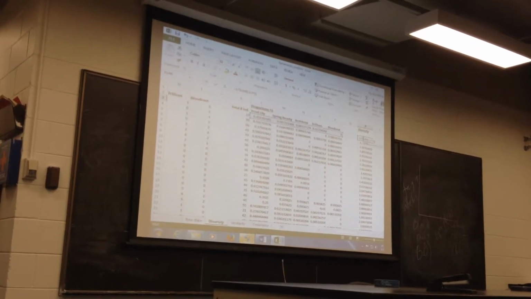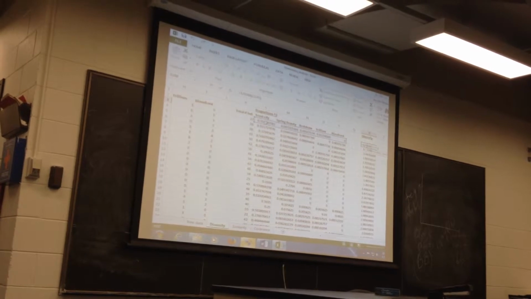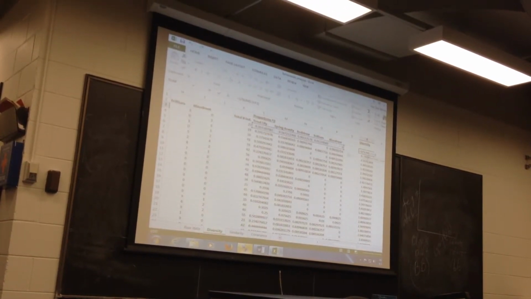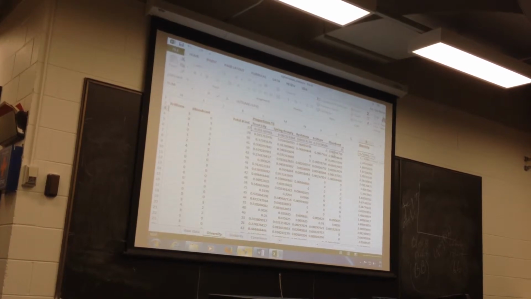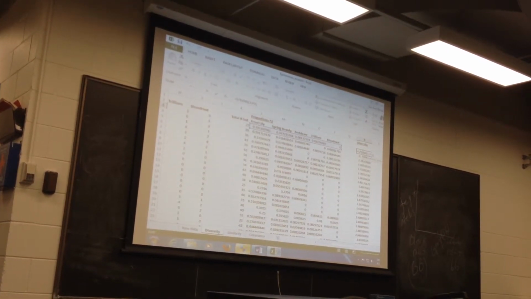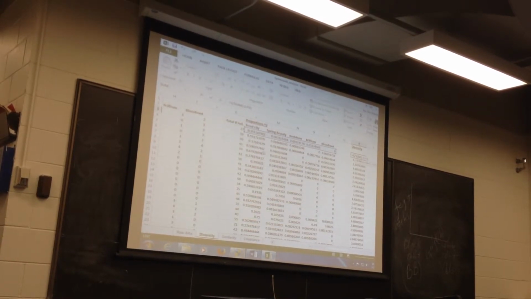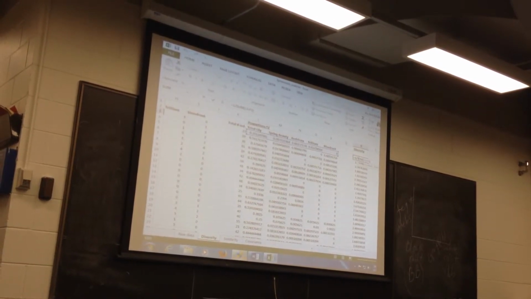So what this is, these are the proportions squared for each species. And you take 1 minus the sum of all these. So now you have a diversity for each individual quadrat, right? Because each of these rows is a quadrat sample that you took.